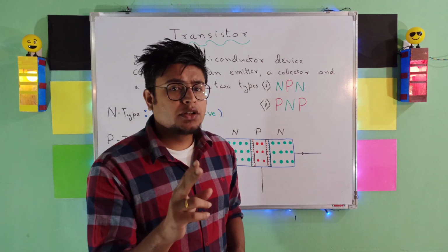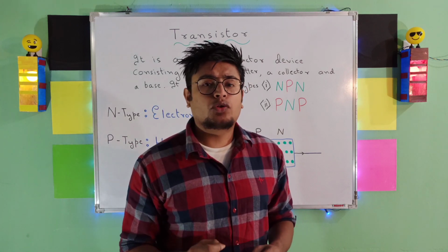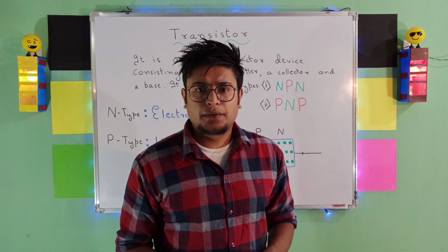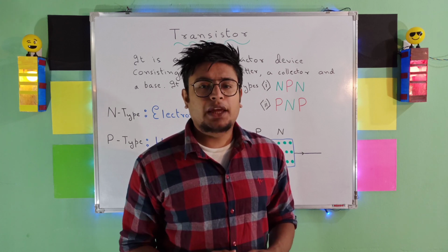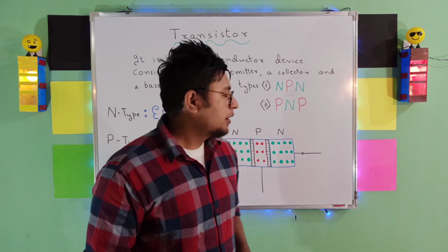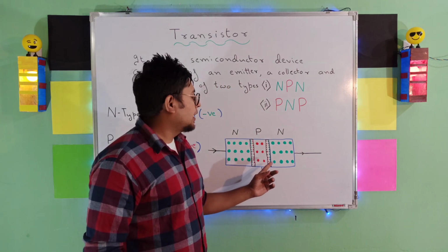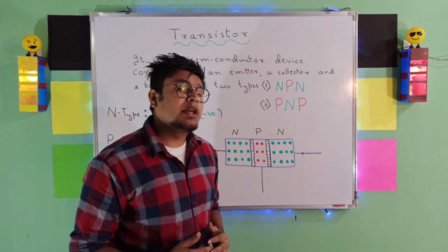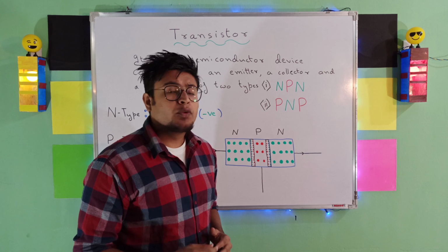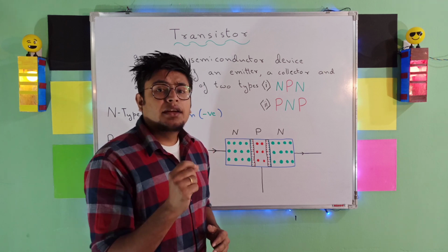There are two ways to combine these N-type and P-type semiconductors in order to form a transistor. One is the NPN transistor or the NPN configuration, where an N-type is the emitter, a P-type is the base and the N-type is the collector. The second configuration is the PNP transistor, where the P-type is the emitter, the N-type is the base and the P-type is the collector.